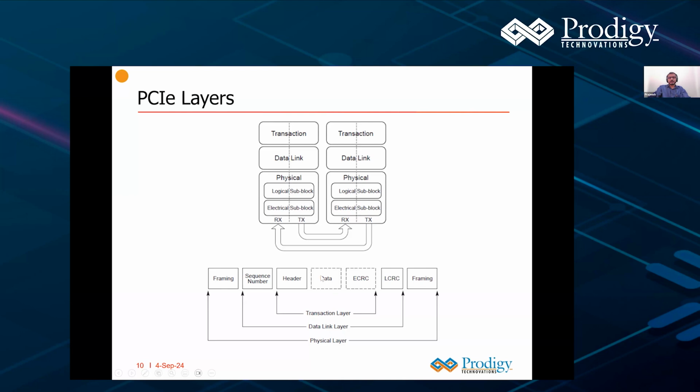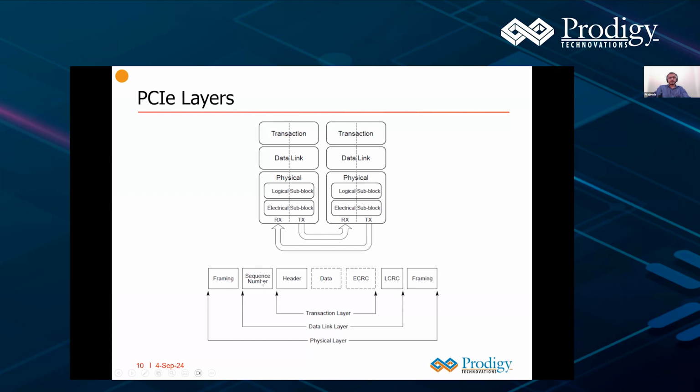In the transaction layer, we have the transaction layer header and the data. Again, depending on the kind of packet, data may or may not be there. And there is an option for having the end-to-end CRC, which I'll explain. Once the data flows from the transaction layer to the data link layer, it adds the sequence number to that TLP packet, and it adds the link level CRC. And once it reaches the physical layer, it adds the framing sequence, which basically indicates the start and end of the packet.